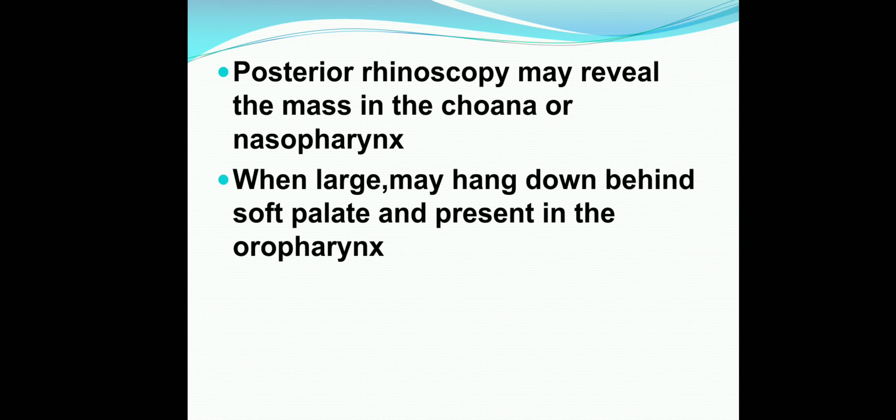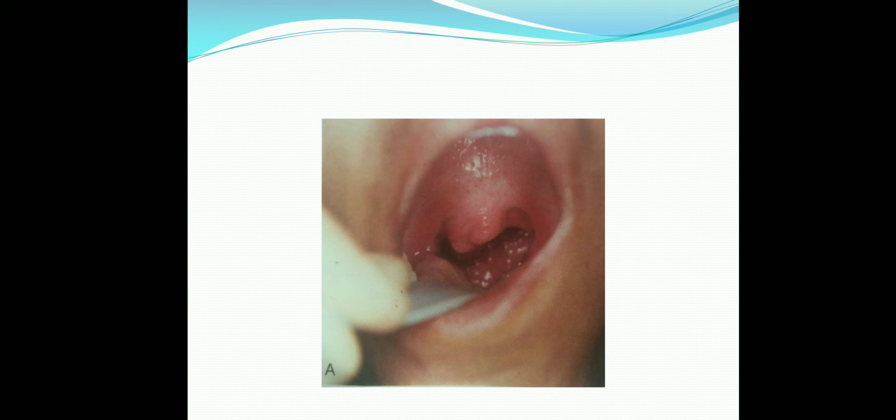Posterior rhinoscopy may reveal the mass in the choana or nasopharynx. When large, it may hang down behind the soft palate and present in the oropharynx. So this is a diagram showing an antrochoanal polyp, and a part of it is hanging down in the oropharynx.